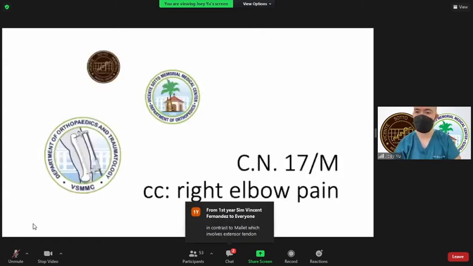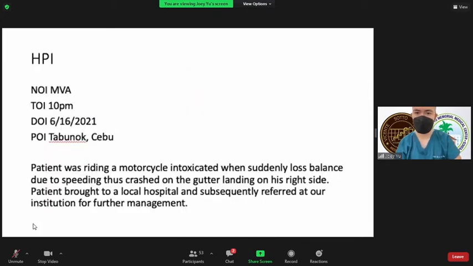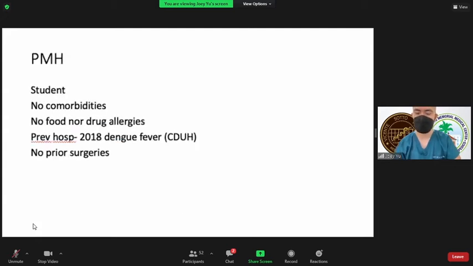For our first admission, patient CN, 17-year-old male, came in due to right elbow pain. Patient had an MVA last June 16 at 10 p.m. at Tabunok, Cebu. Patient was riding a motorcycle, intoxicated, when he suddenly lost balance due to speeding, thus crashed on the gutter, landing on his right side. Patient was brought to a local hospital and subsequently referred to our institution for further management. For the past medical history, patient is a student, no comorbidities, no food nor drug allergies, with previous hospitalization in 2018 due to dengue fever, and no prior surgeries.